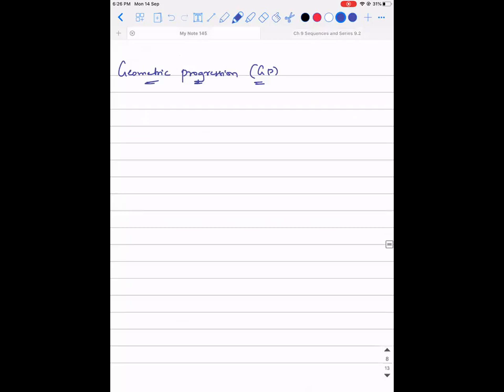Write down. A sequence A1, A2, so on till AN is said to be in geometric progression if the ratio of the subsequent terms is a constant.